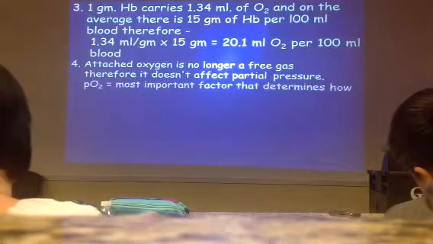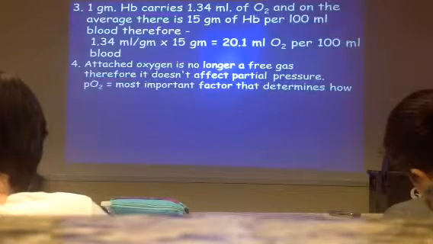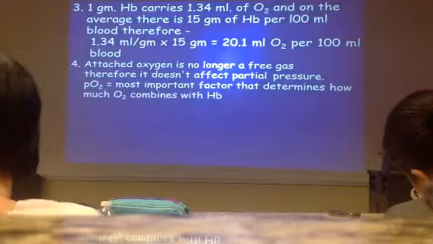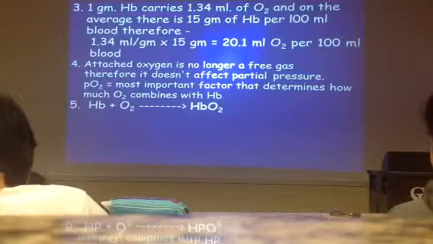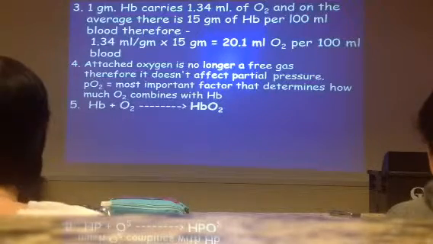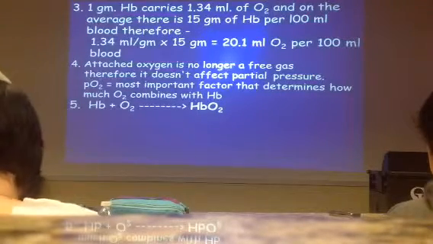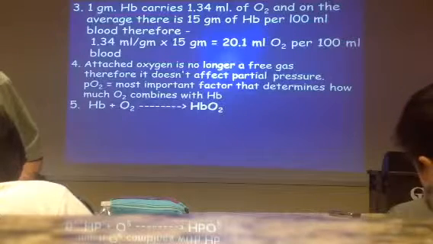All right, so right here, now look, PO2 is the most important factor that determines how much oxygen combines with hemoglobin. Hb plus O2 is HbO2. Now, what is another word for HbO2? What's it called? Remember? Oxyhemoglobin.